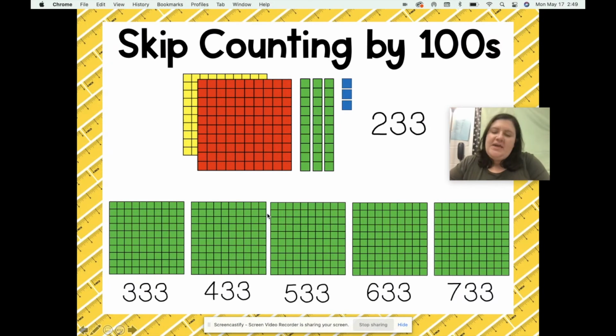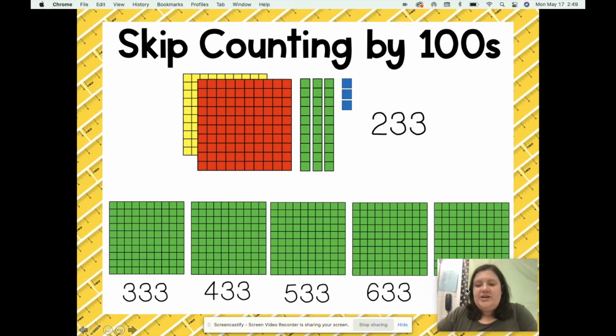Usually when you're skip counting by hundreds, your ones and your tens remain the same because you're only adding 100. So there's a 0 in the ones and the tens place. Again, when you're skip counting by hundreds, think about dollar bills. A dollar bill is worth 100 cents. So if I have $5 bills, I have 500 cents. When you count your dollar bills, you're usually counting up by 100.